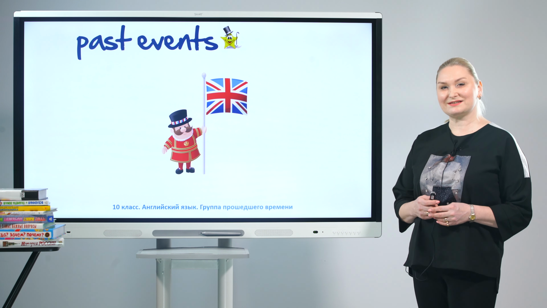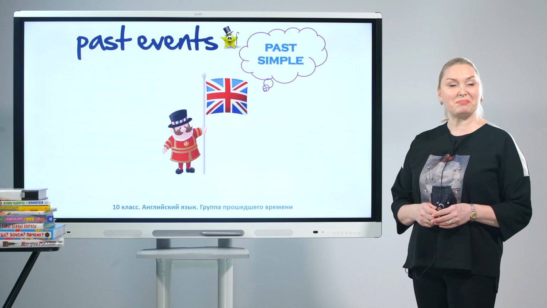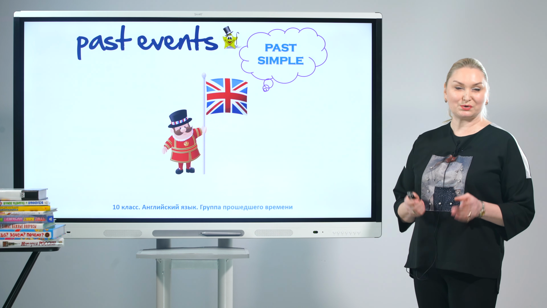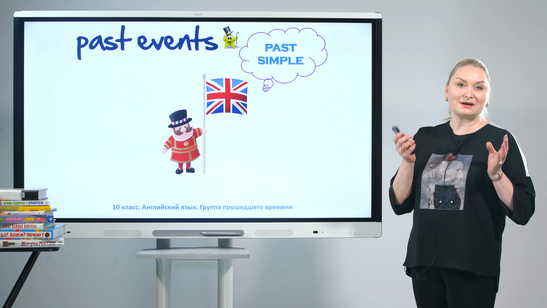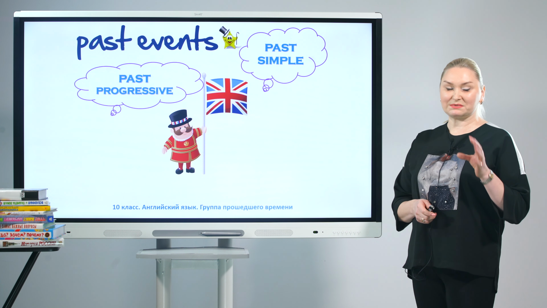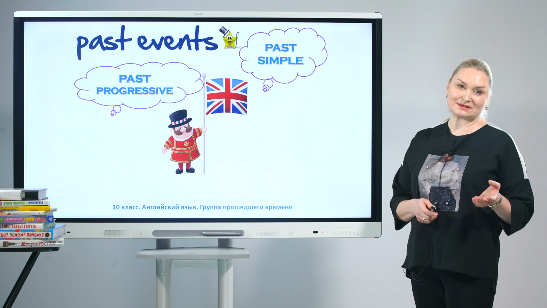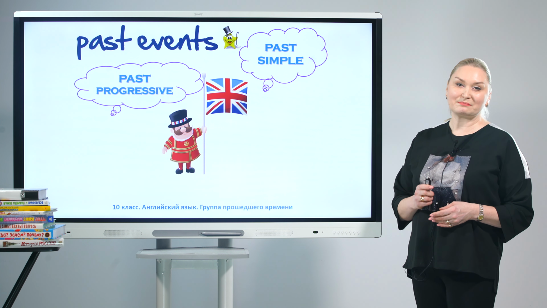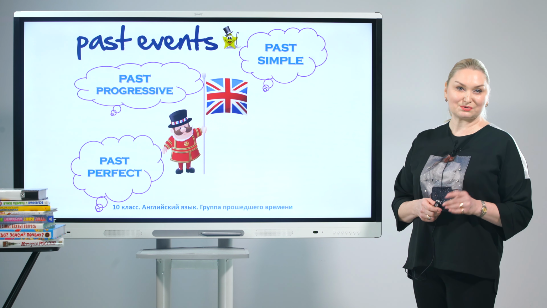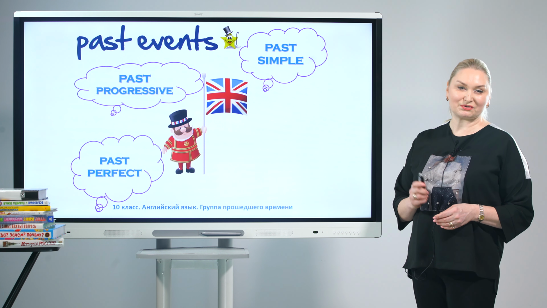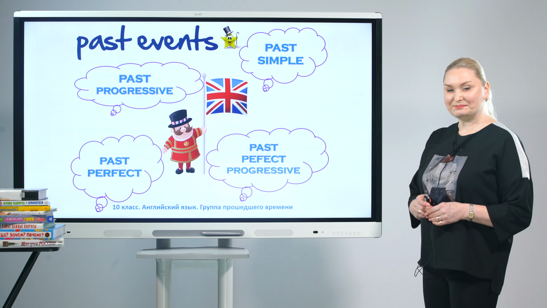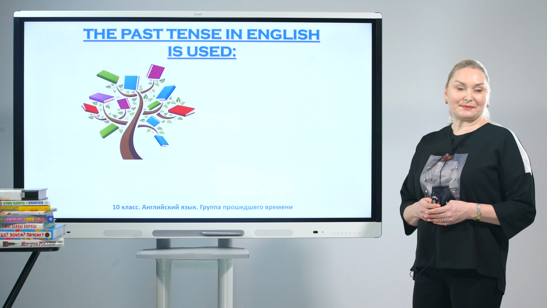Yeah, you are right. So, the first tense is past simple. Next, we shouldn't forget about the progressive one, okay? Or sometimes it's called past continuous tense. The next one, past perfect. And the last one, past perfect progressive. So, well done.